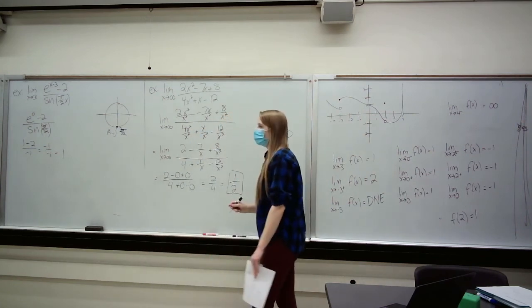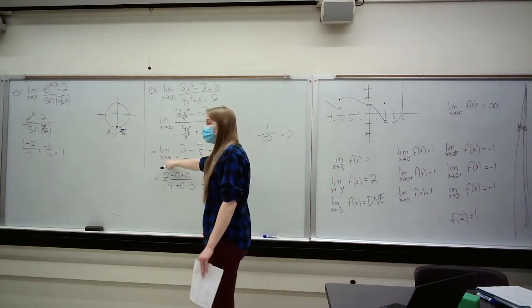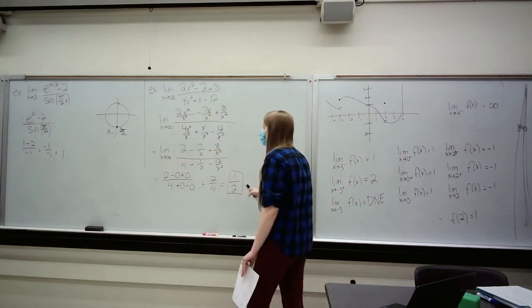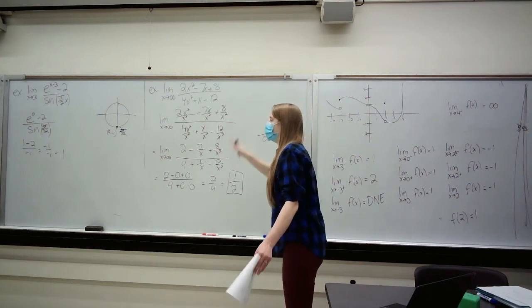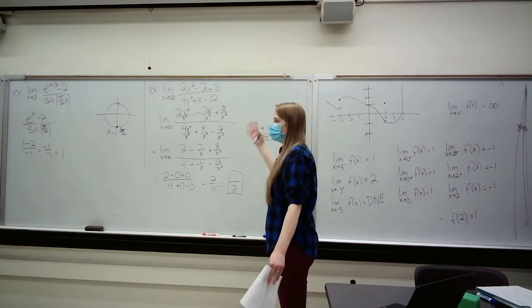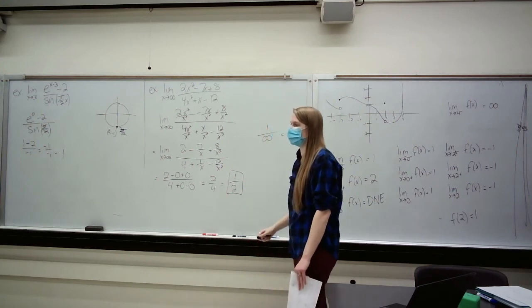So wait, can we go over the rule again? If it's 1 over x, or anything over x, is always equal to 0, correct? Or anything over x squared is equal to 0, right? Right, so specifically, any number over infinity, whether it's x or x squared or 2 or whatever, the limit is just going to be 0.